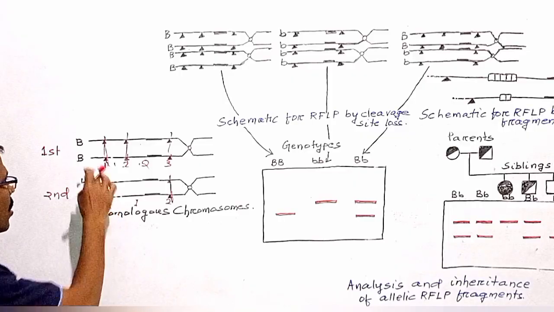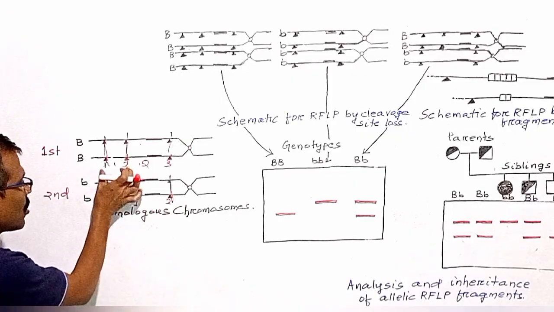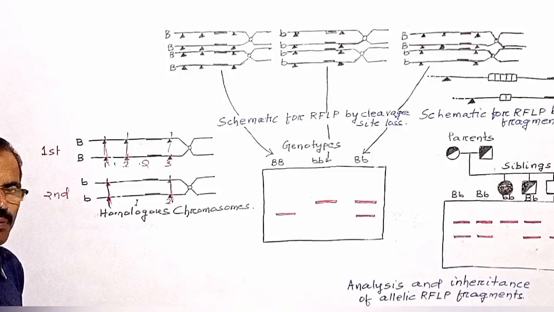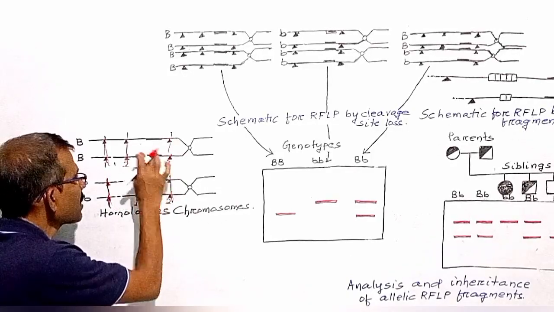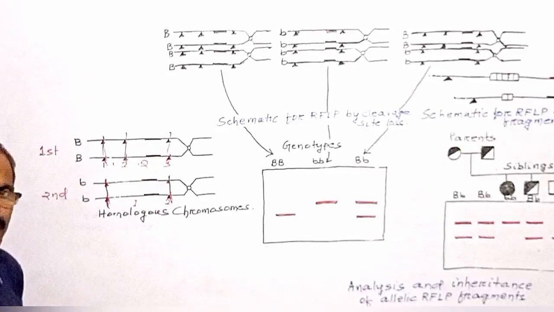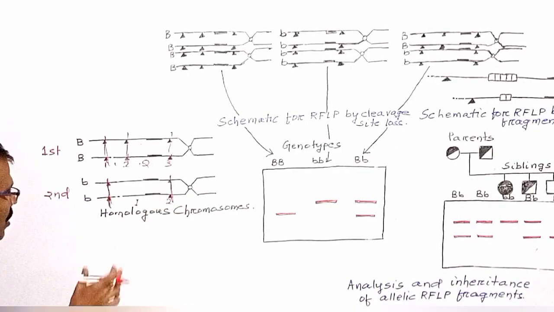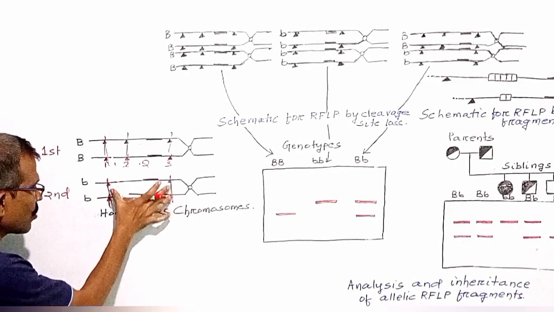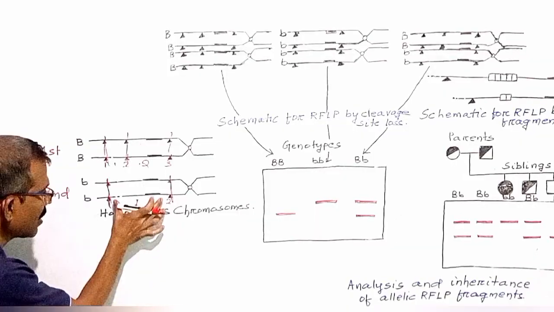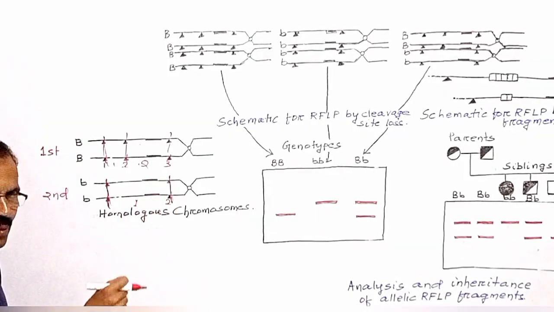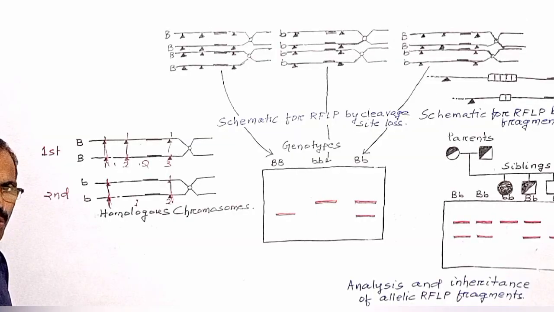After digestion of this chromosome, out of two fragments, only this fragment will bind to the probe. Hence, it will be detected as a single band after hybridization. In this homologous chromosome, cleavage will take place at two sites, and the resulting fragment, which contains the complementary sequence that will bind to the probe, will be detected by autoradiography.